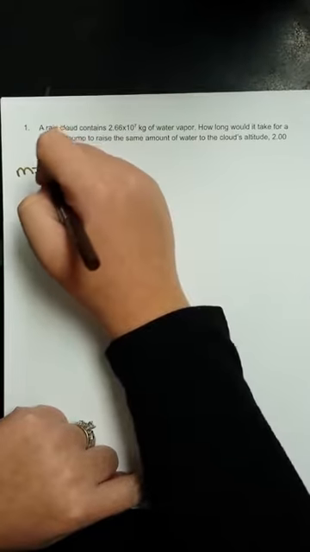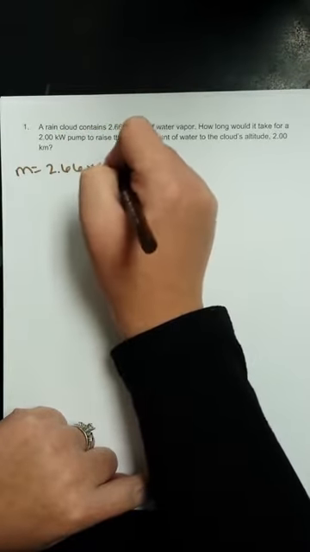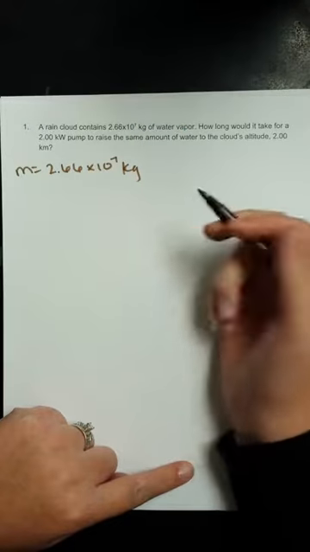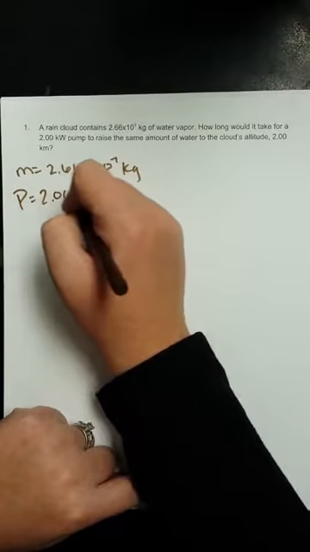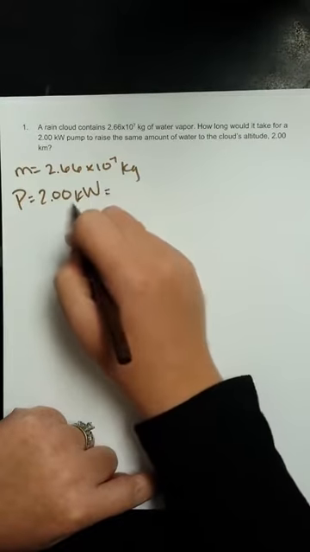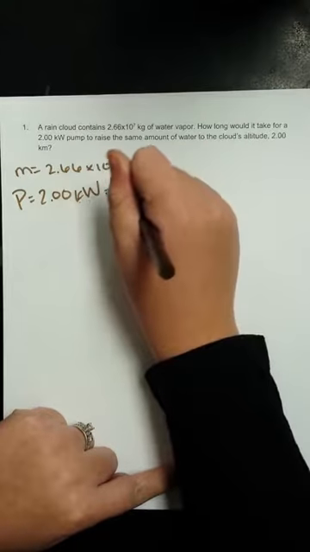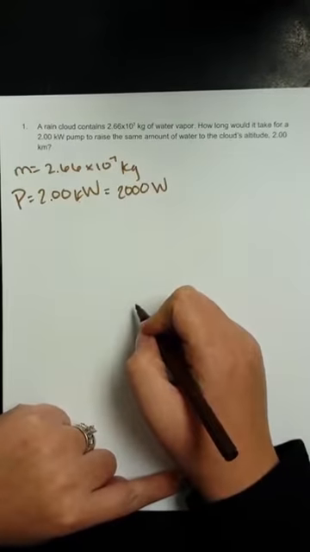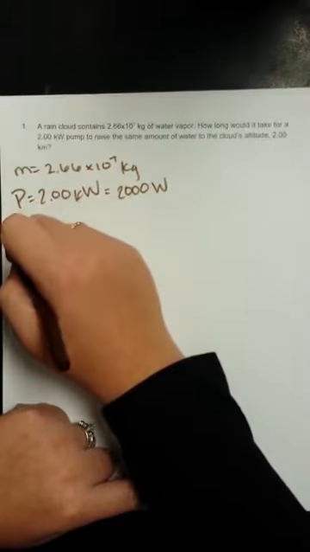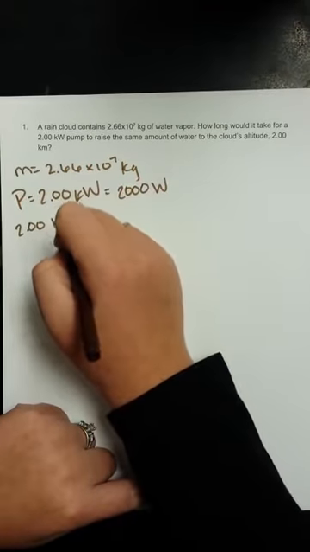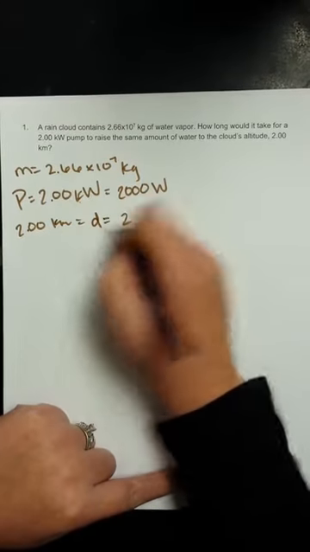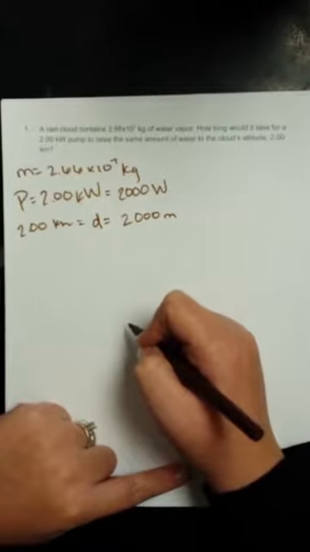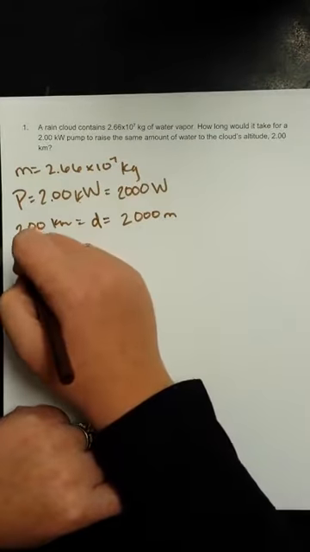It's got a rain cloud that has that much water vapor, so I've got a mass of 2.66 times 10 to the 7th kilograms. It's pretty heavy. We've got a power output of 2 kilowatts, which is 2,000 watts. We want to raise it to the same altitude of 2 kilometers, so that should be our displacement. We need that in meters, so that's 2,000 meters. We're looking for time.